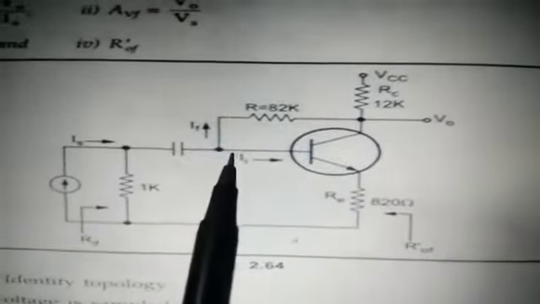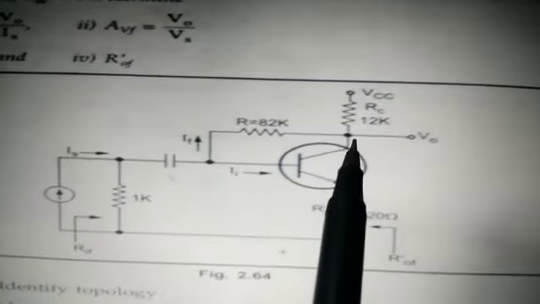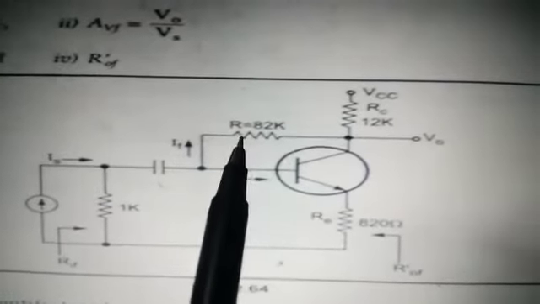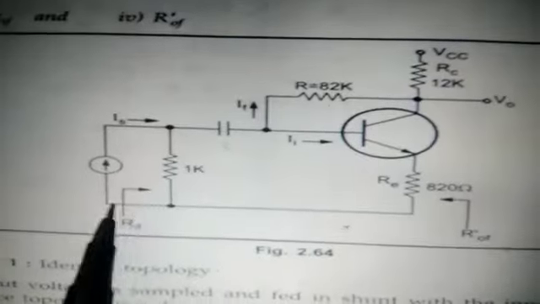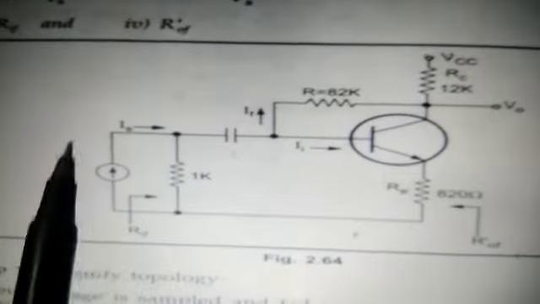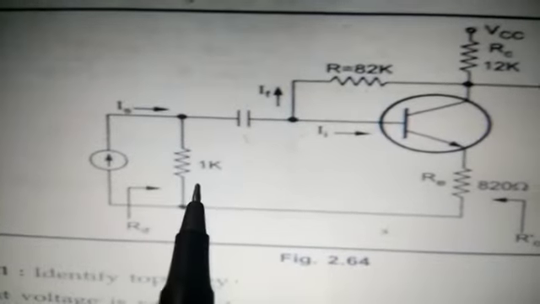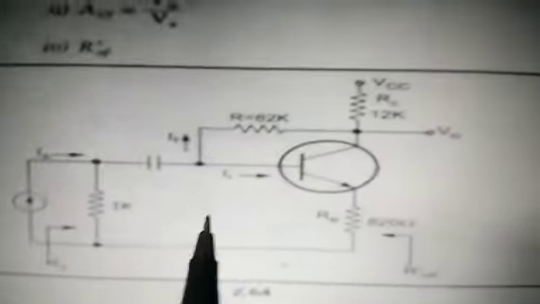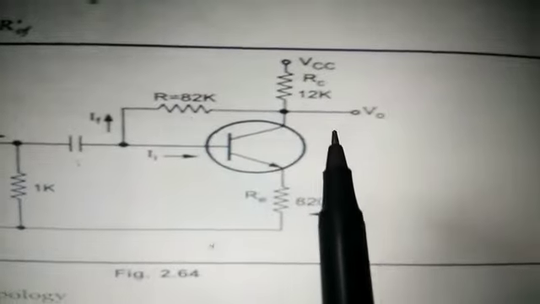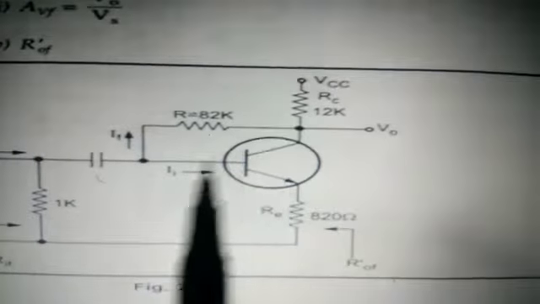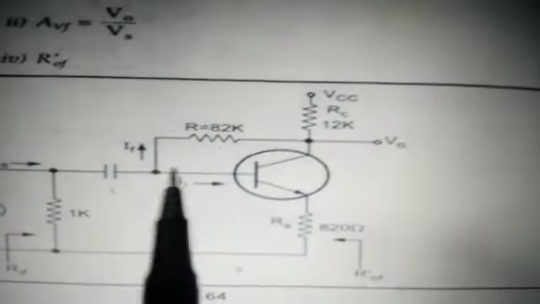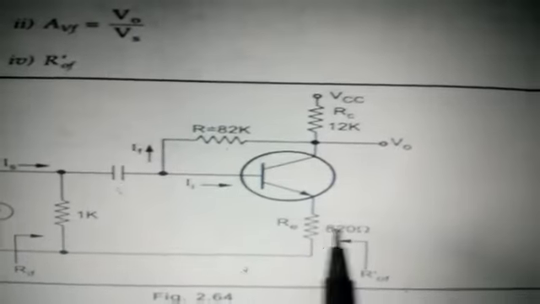This is collector to base bias, where this resistance is connected here, and this is the current source connected here. This is current source along with parallel resistance of 1 kilo ohm, and output is taken from this collector, common emitter amplifier with collector to base bias, and this is emitter resistance here.